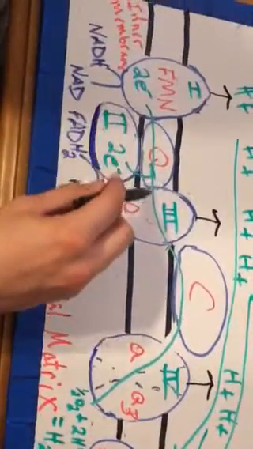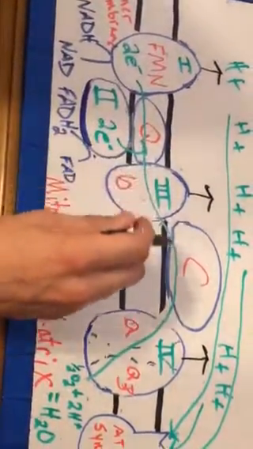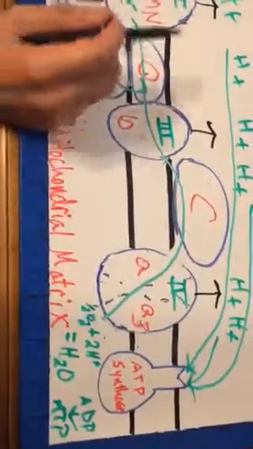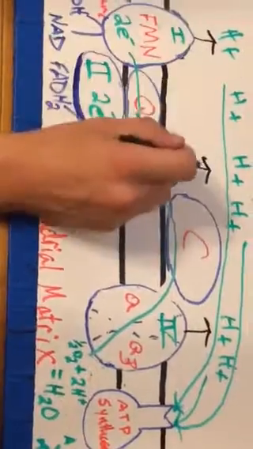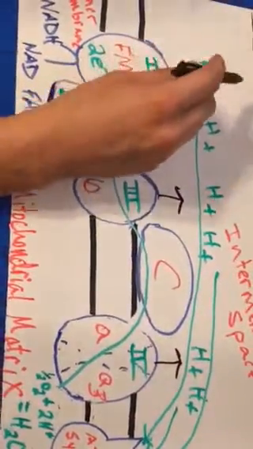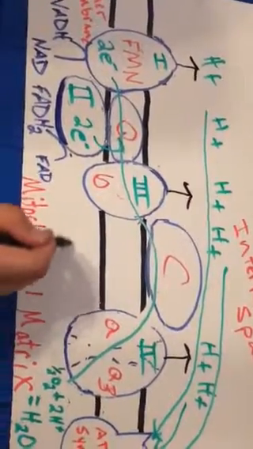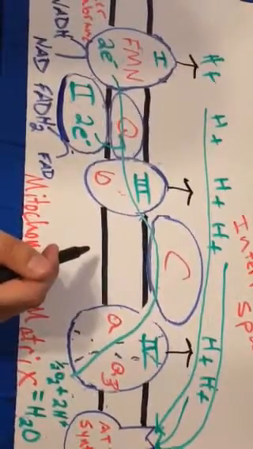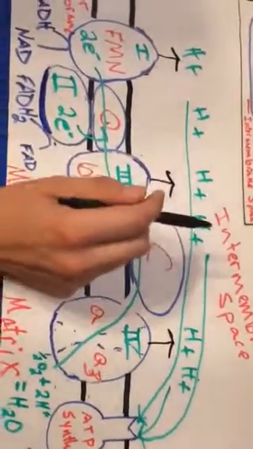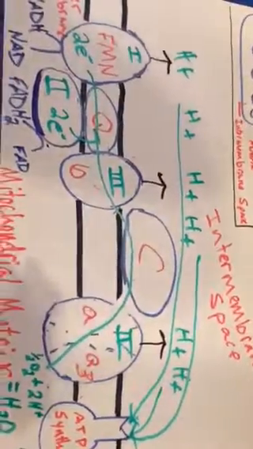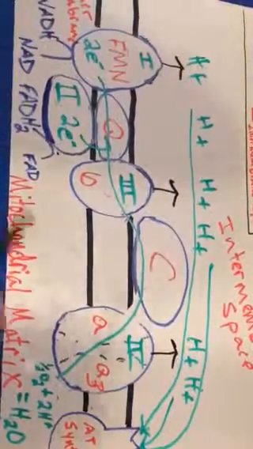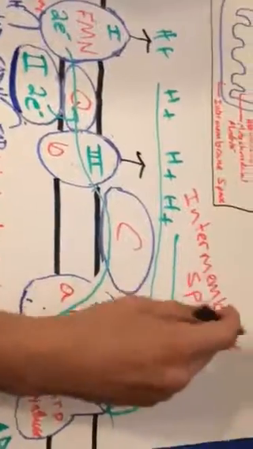But as the electrons pass through all these cytochromes and through the electron transport chain, energy is lost, which actually activates hydrogen ion pumps, which is represented by these arrows here, and it pumps hydrogen protons out of the mitochondrial matrix, which is on the inside of the inner mitochondrial membrane, and into the space in between the inner mitochondrial and outer mitochondrial membrane, which is the intermembrane space.